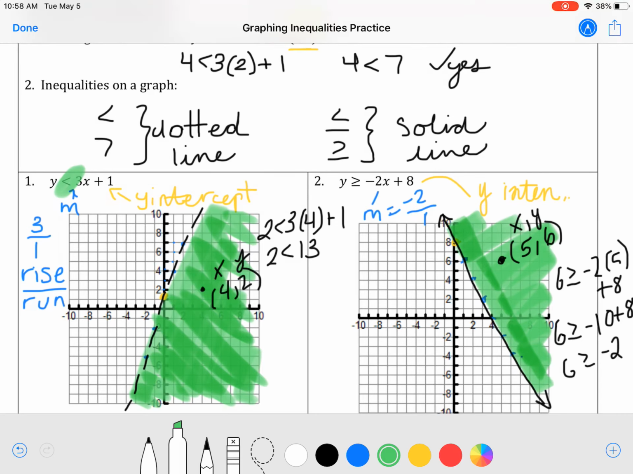You can really shade it if you want. There you go. You could even experiment. You could try a different point like 0, 0. You could just try it and see if it works. Is 0 greater than or equal to negative 2 times 0 plus 8? So you're checking, is 0 greater than or equal to 8? Is that true? 0 is definitely less than 8, so I know that there's a problem, which is why I didn't shade that part that had the 0 in it, right? That would have been wrong because that ordered pair doesn't fit my inequality. So that's kind of how these things work, okay?